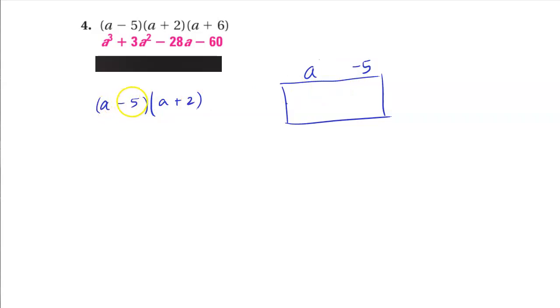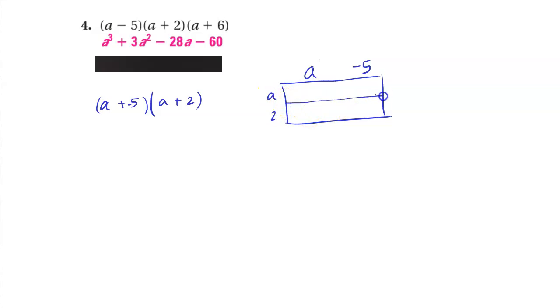So when I have a minus 5, I could write that as a plus a negative 5. And if that helps you to write everything as an addition, go ahead and do that. So I have a and negative 5 on top. And then the second parentheses, I have a and 2.